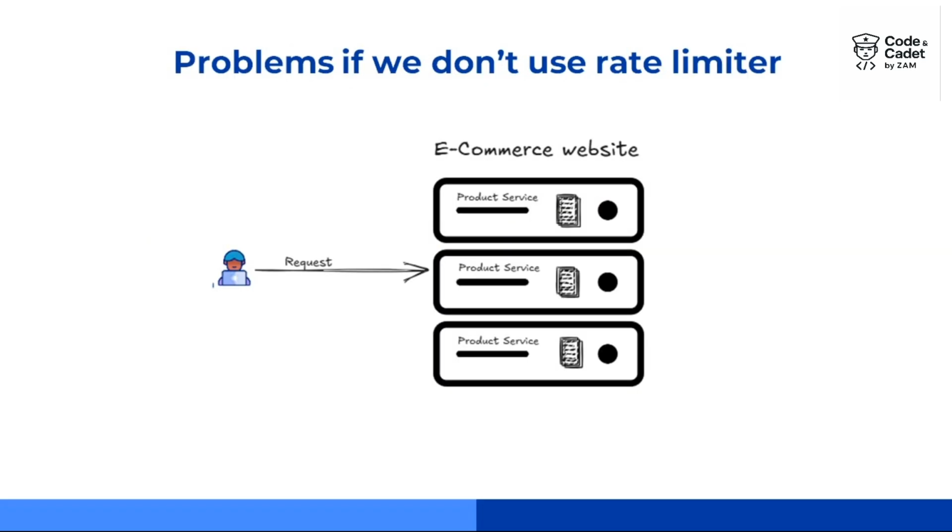Okay, now let's take a simple example in this slide. In a typical e-commerce website, users interact with the backend through services like the product service. So imagine a user sends a request to fetch product information, for example, product 123. That request goes to one of the backend servers hosting the product service. It pulls the data from the database and then sends it back to the user. Everything works nice and smooth, efficient also, when the number of requests is low or under control.